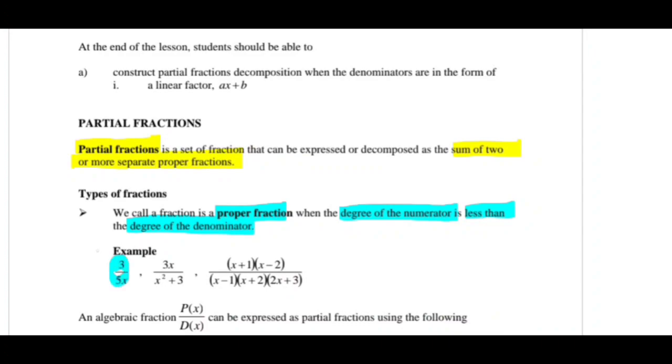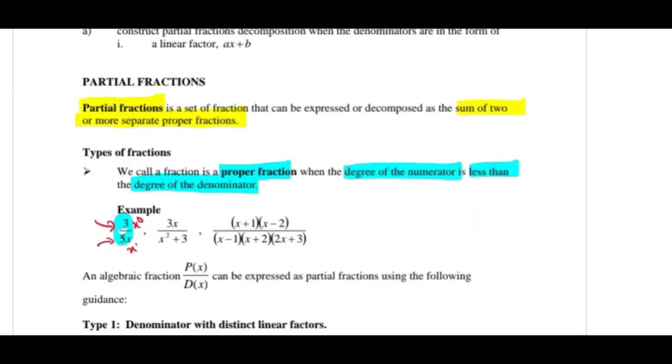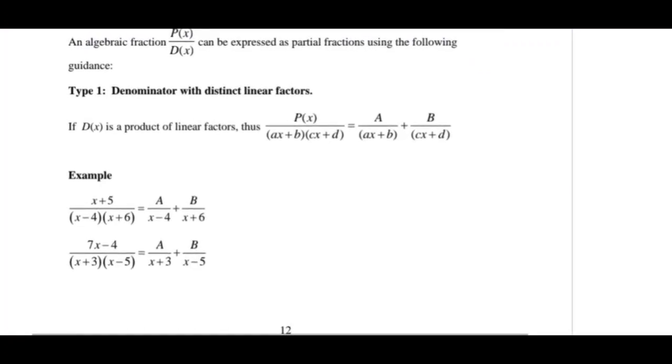We see that the numerator, which is 3, has degree x power 0, and then the denominator has x power 1, which is degree 1. So this is what we call a proper fraction, because the denominator has a higher degree than the numerator. An easier way to think about partial fractions is that it's a fraction which can be separated into two or more fractions. For example, like this. We have one fraction, but then we separate it into two fractions. And how to separate it?